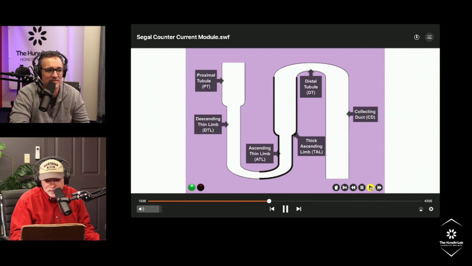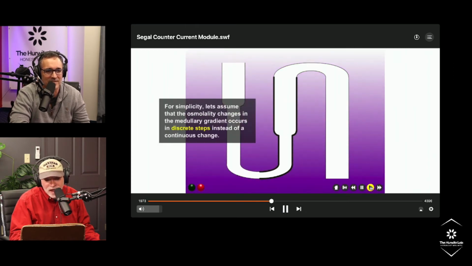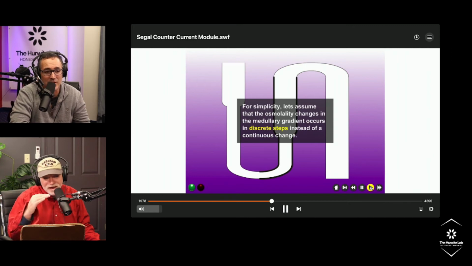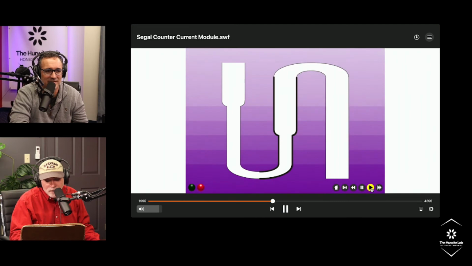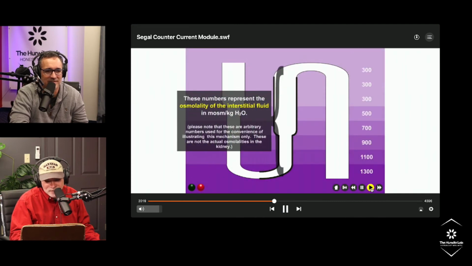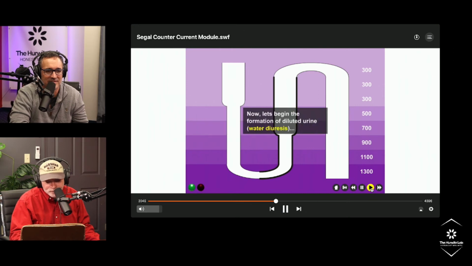Very simple. And now they say, assume the medullary gradient's already there. So now it's going to turn. Oh, look at that. Now, all of a sudden, the steps are going a little. Gradient maker is there. For simplicity, let's assume it could, but it's a continuous change. Okay. So now what happens? They separate it, and now they've got your numbers here, and they got 1300 whatever.